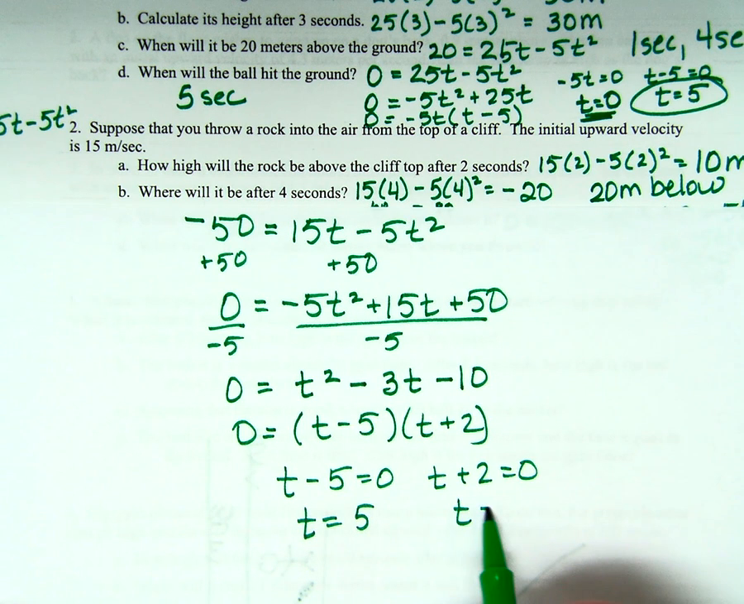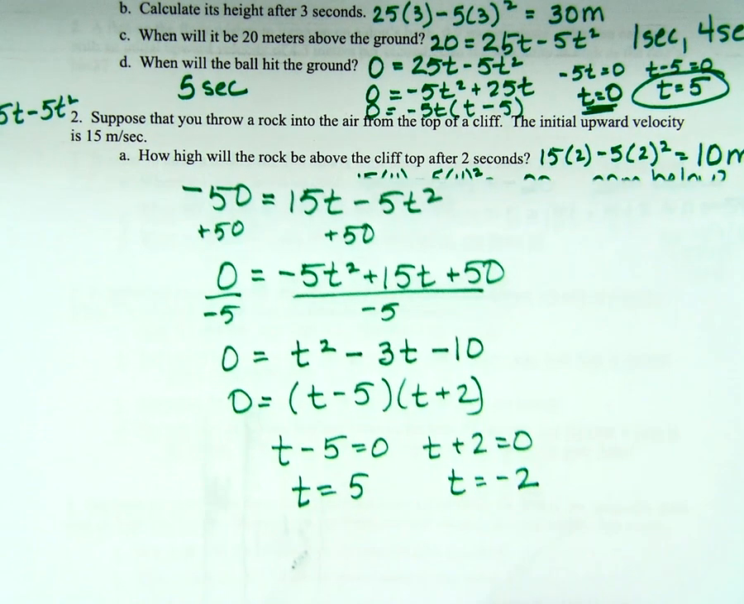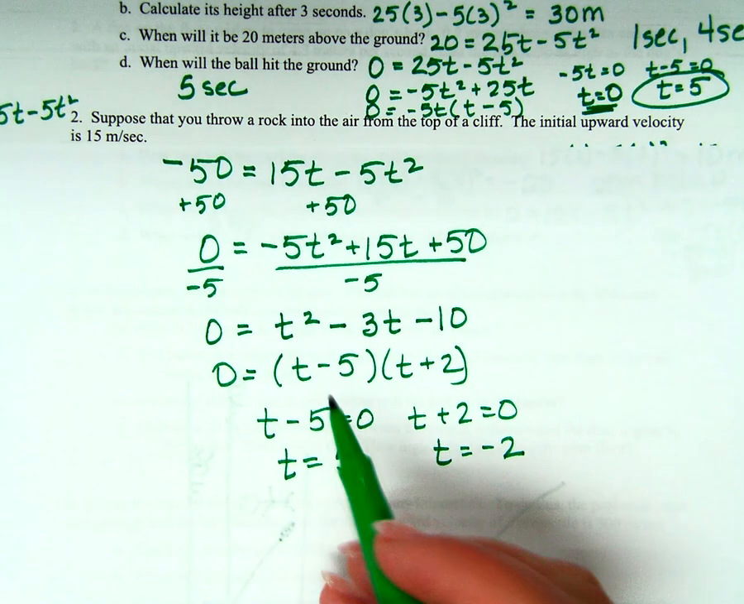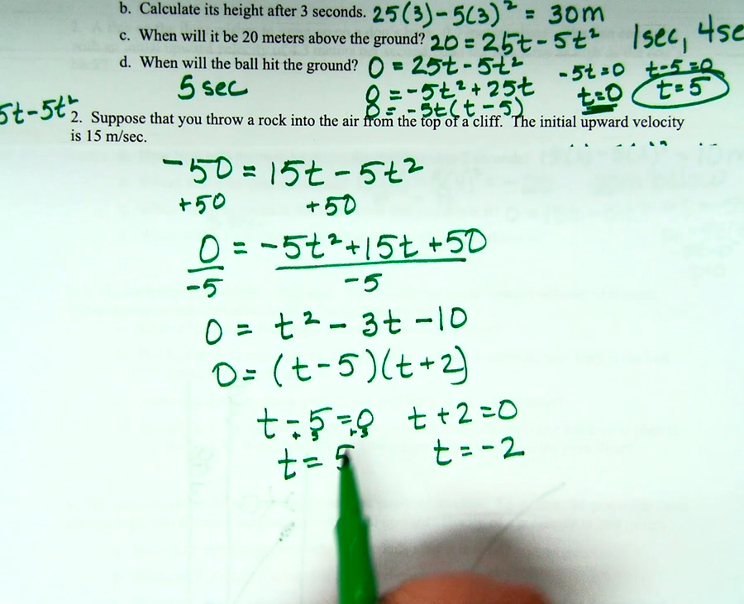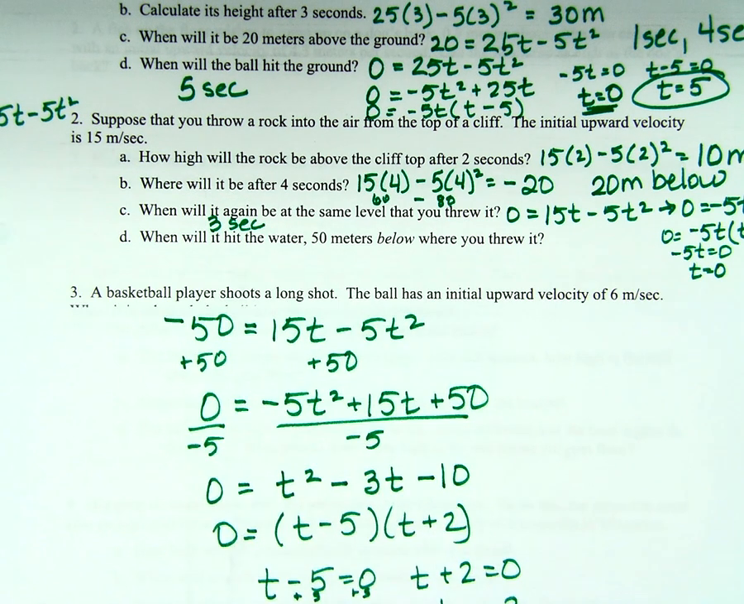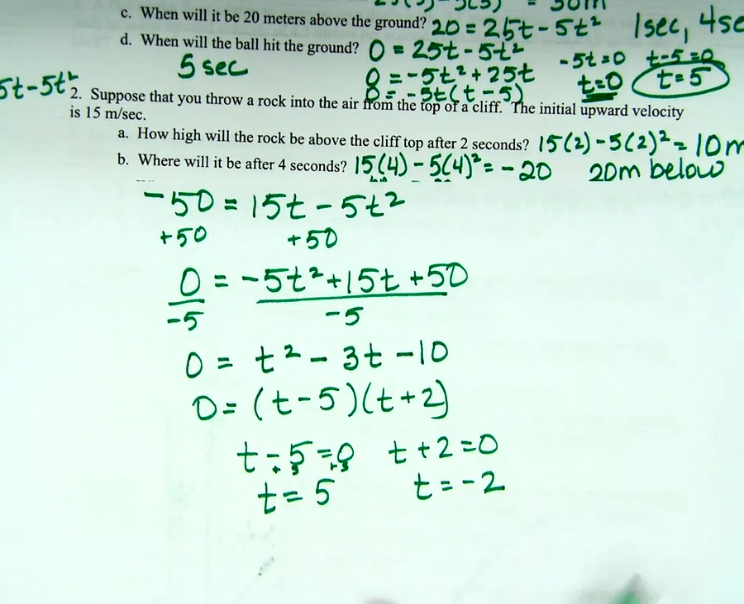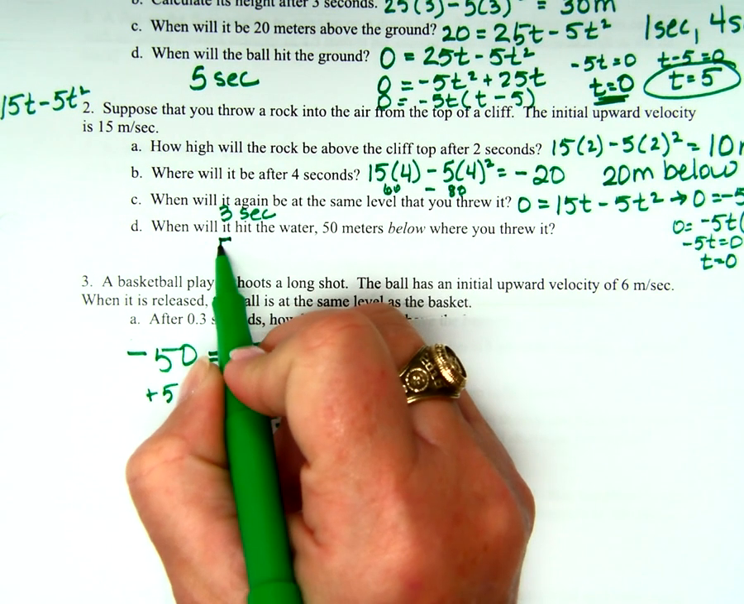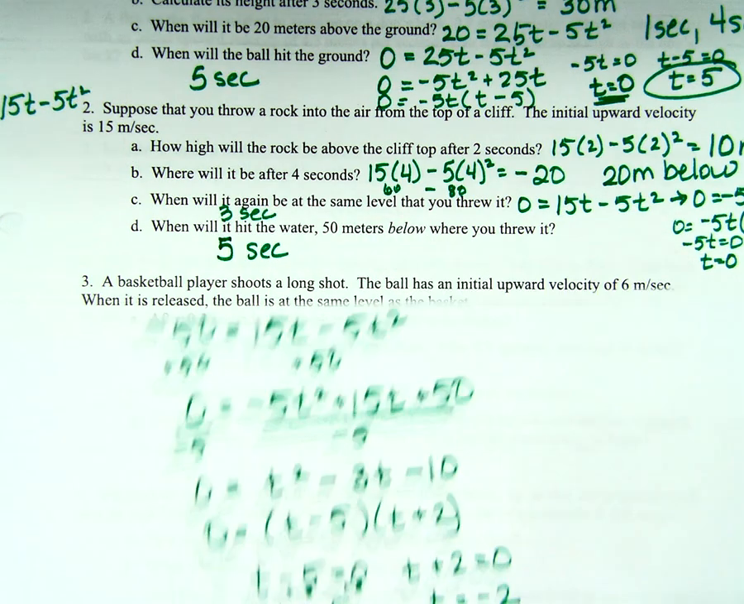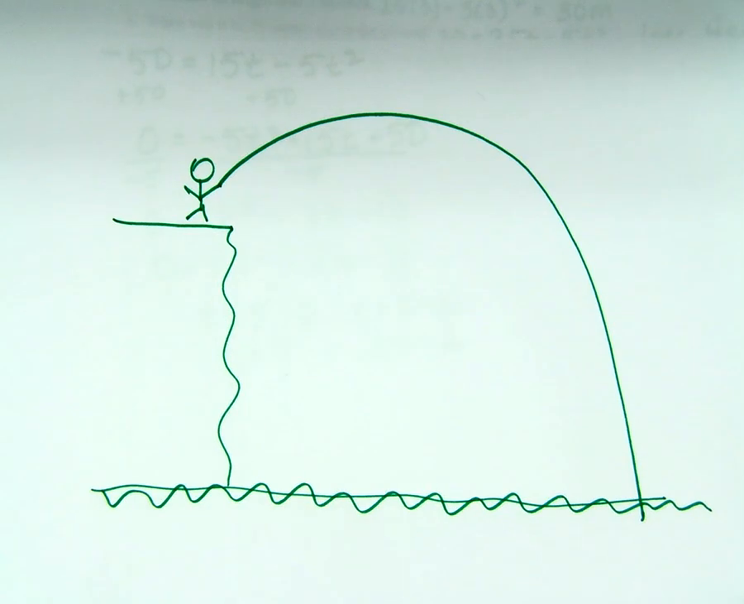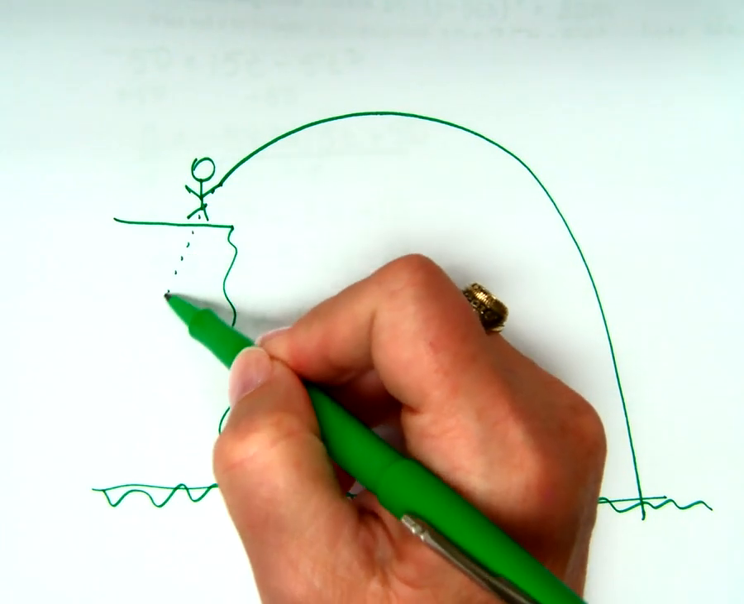5 and negative 2. Is everybody okay with me skipping that step? If not, I'll do it. Do you see what step I skipped? This one. Add 5, add 5. That's the step I skipped. Are you okay with that? Now, please answer the question. When will it hit the water 50 meters below where you threw it? Well, what answers did I get? 5 and negative 2. What's the answer? 5 seconds. What does this answer mean? Well, guys, here's what I want you to think about. Isn't this a whole parabola?